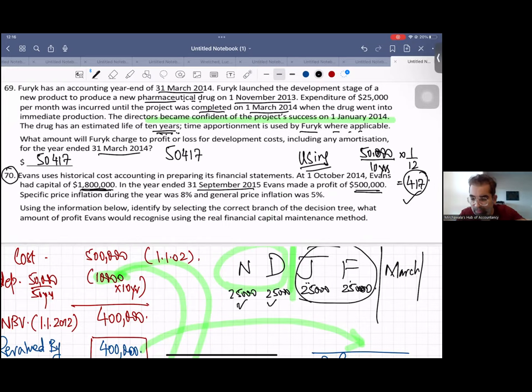Specific inflation price. This is irrelevant. Yes, general price level. General price inflation. This is for the whole country. This is relevant. It's 5%. Using the information below, identify and select the correct branch. There are no branches given. No diagram is given. What amount of profit would Events recognize using the real financial capital maintenance method? What is the real growth? They are asking about the real growth.